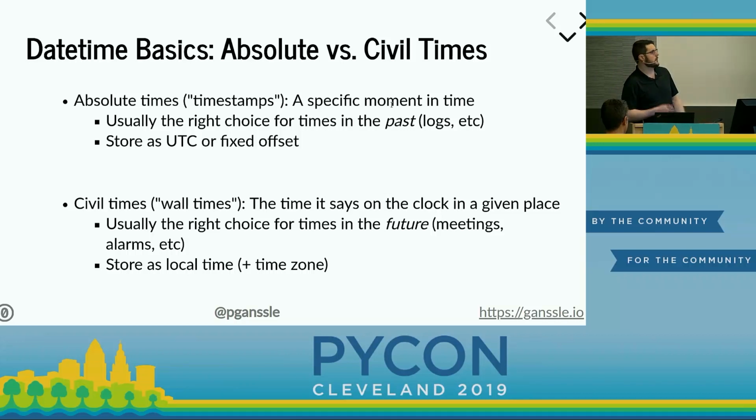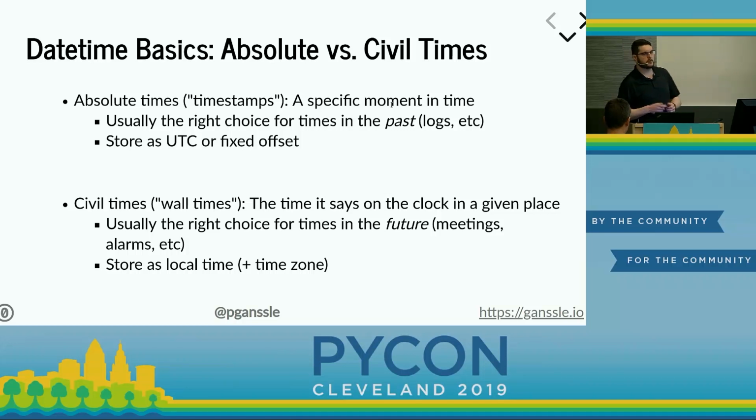Absolute times are usually the right choice for things in the past, like logs, logging events. Sometimes they're used for things in the future like astronomical events or chemical processes, things where you care about the elapsed time. Civil times are usually the right choice for things in the future, like meetings, events, alarms, things where what really matters is that you get there when everyone agrees that it's noon, not when a certain amount of time has passed.